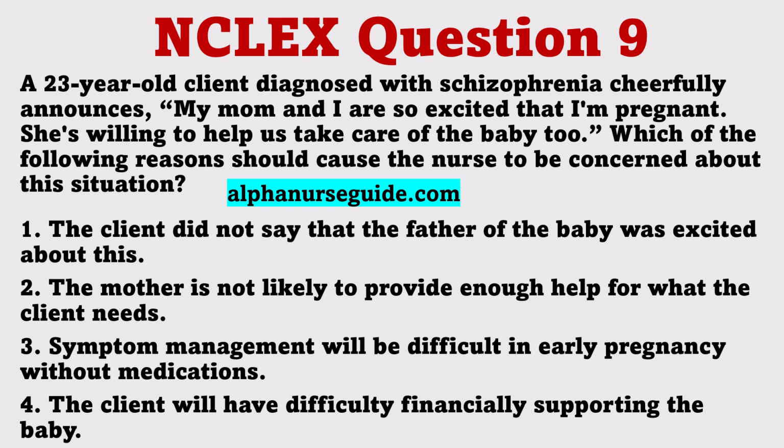The correct answer is 3. Because antipsychotic agents cross the placental barrier and can be teratogenic, they are to be avoided during pregnancy, especially during the first trimester. Later in the pregnancy, low doses of medications may be given if necessary. Although the degree of excitement by the father, the mother's ability to provide help, and the client's financial situation may or may not be a concern, the priority in this situation is the safety of the fetus and risks associated with the need for antipsychotic therapy.